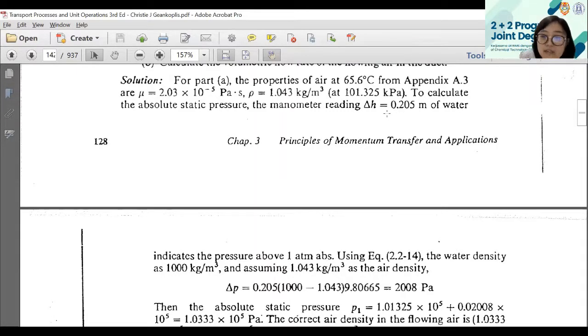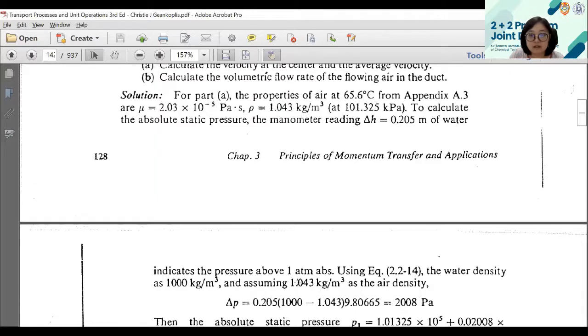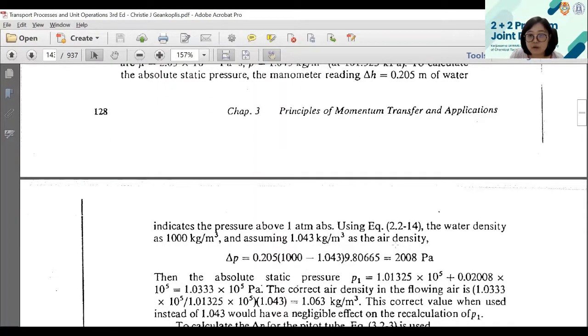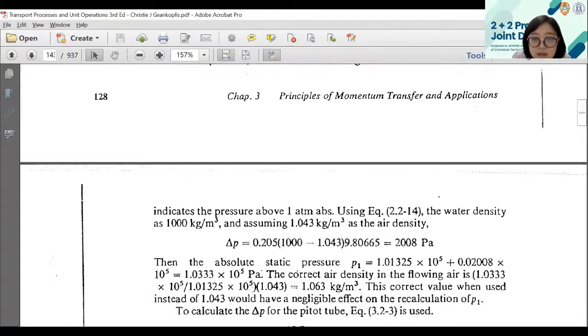For me to find the delta P, and after I find the delta P, then I know the actual P. So I use 1.043 because it is at 180 m. Okay, so I put it all in, and the delta P is 2008 Pascal. So I will add the 180 m pressure with this 2008 Pascal, and I found that it's 1.0333 times 10 to the power of 5 Pascal.